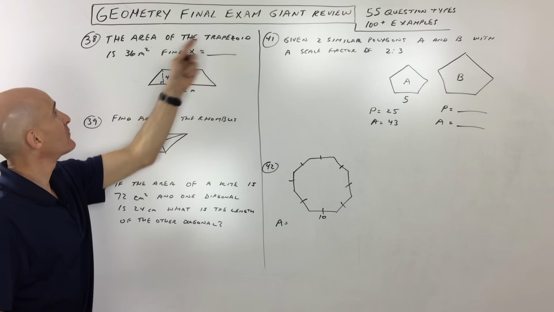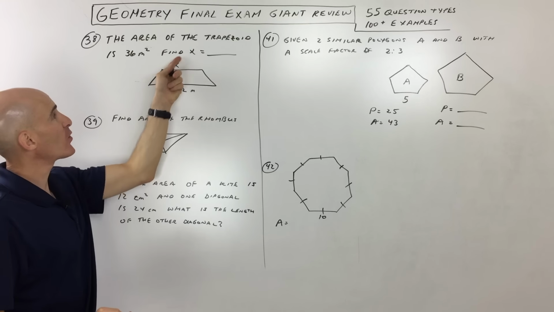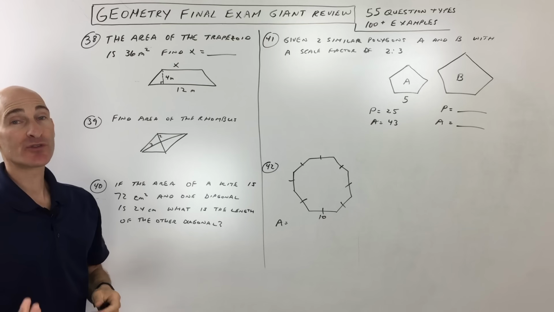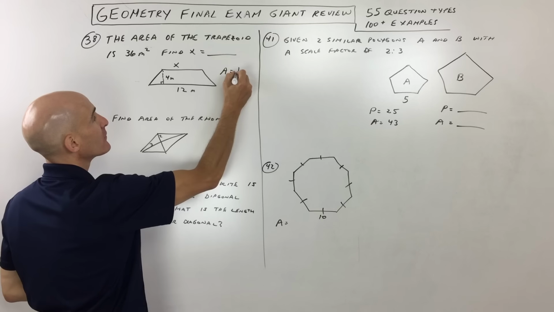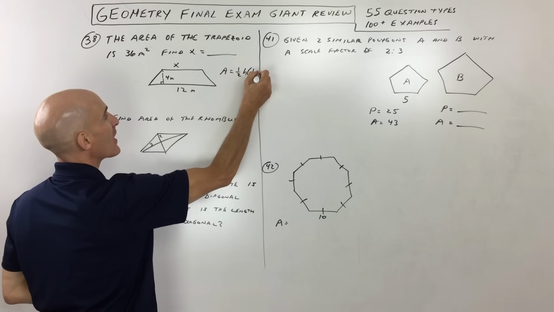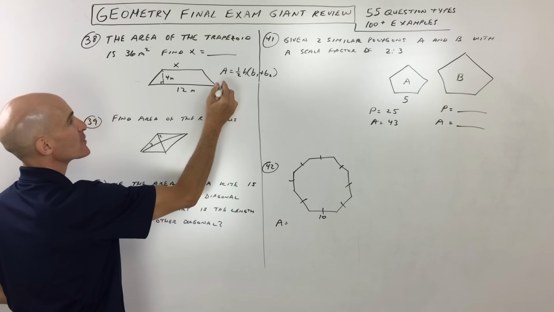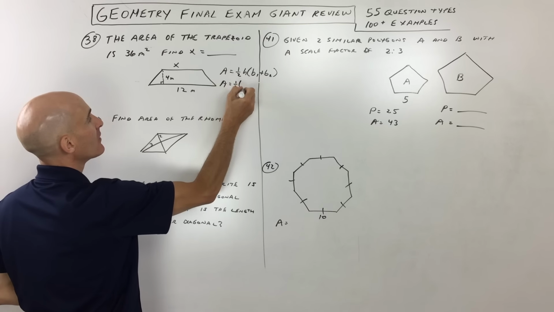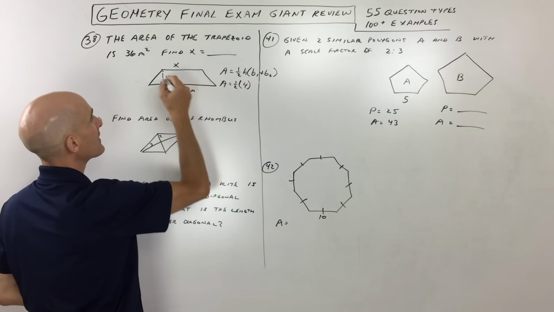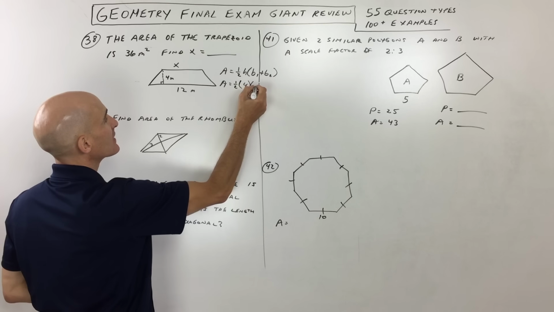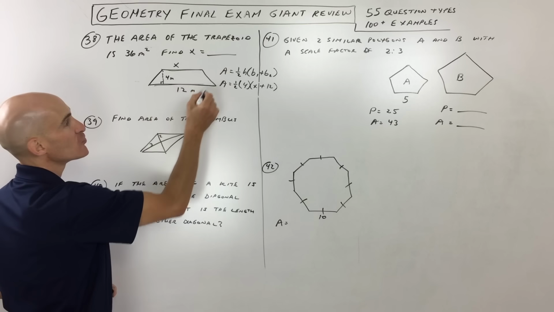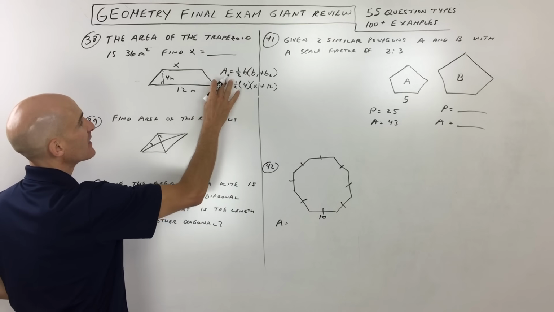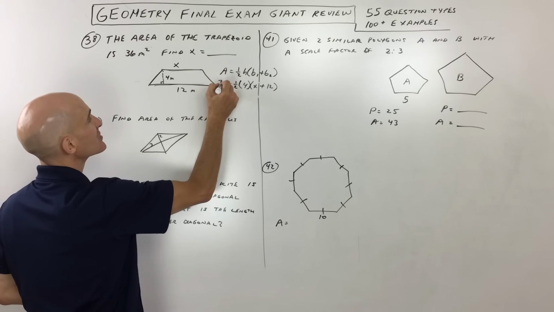It says the area of the trapezoid is 36 meters squared, find x. So what they're testing us on in this question is, do we remember the formula for the area of a trapezoid? And I'll just write it down here for us. So it's 1/2 the height, which is 4, that's the distance between the two bases, times base 1, which is x, plus base 2, which is 12. So the bases are the two parallel sides. Now they tell us that the area is 36, so I'll put that in there.